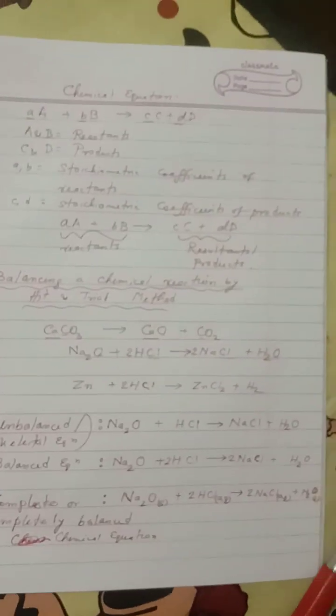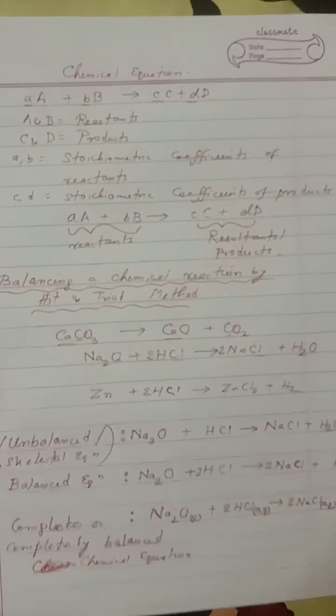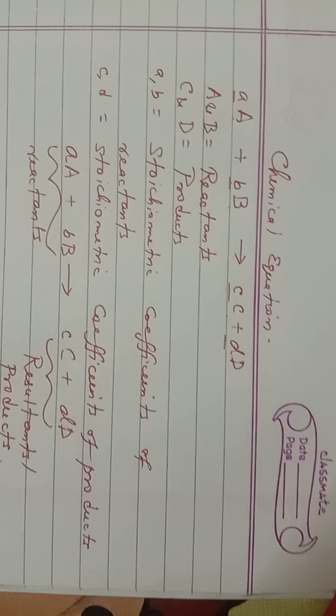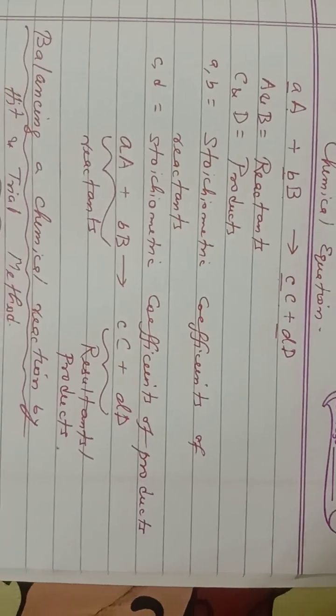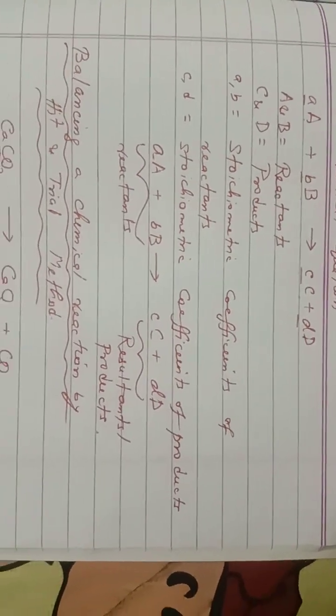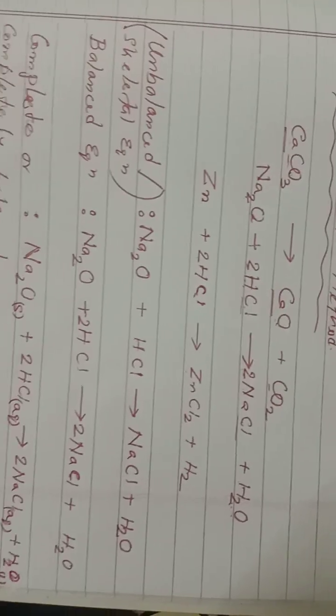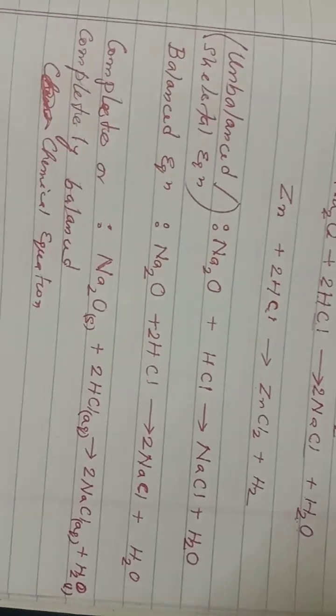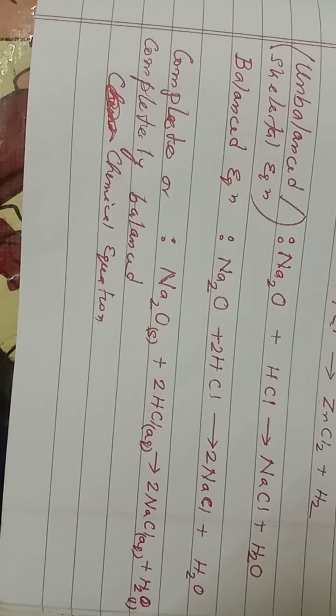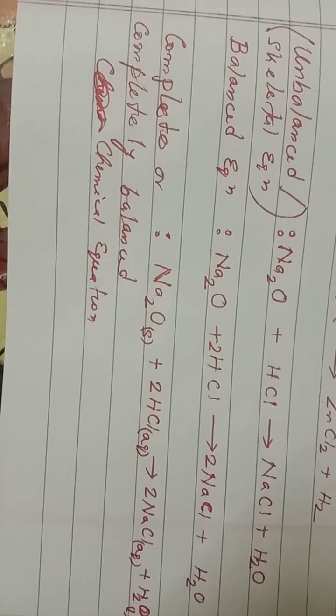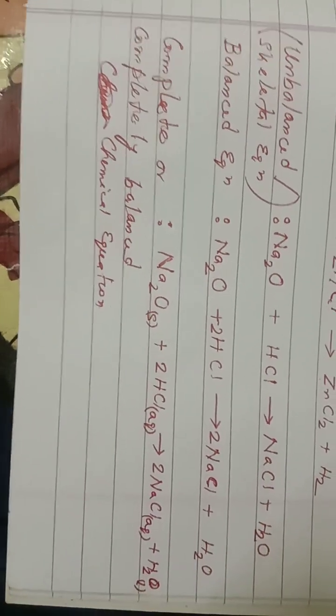So I'm just putting my phone like this so that you can see the things very clearly. Just turning the copy around, so you can see the unbalanced equation, the balanced equation, and the completely balanced equation. I think it is clear.